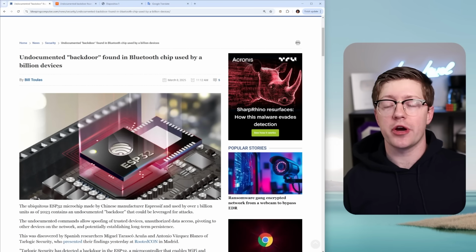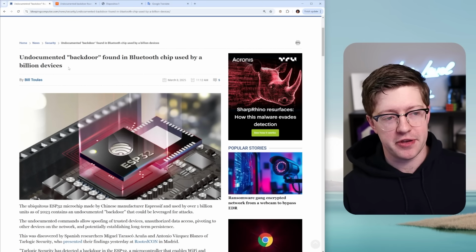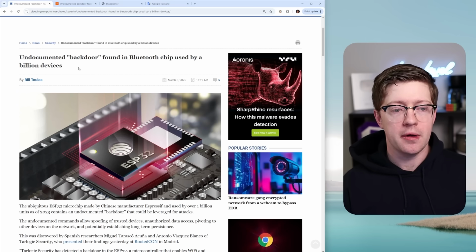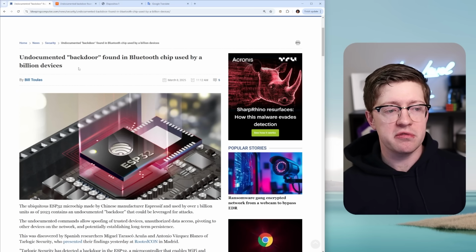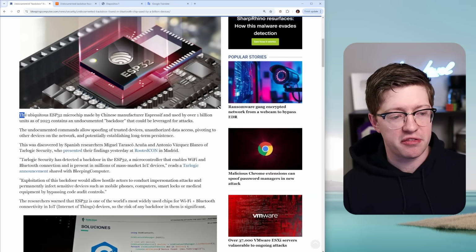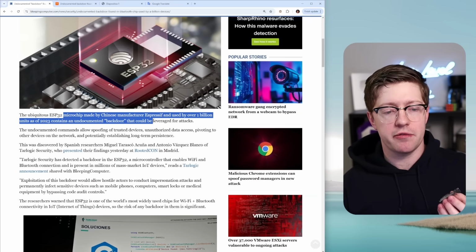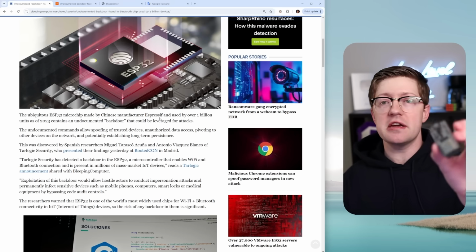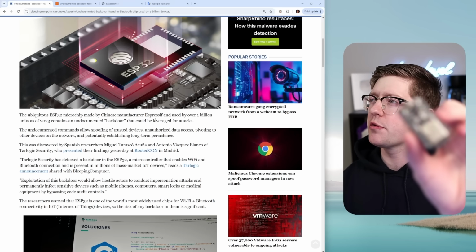Last night I was scrolling Reddit and this came across my feed. Undocumented backdoor found in Bluetooth chip used by a billion devices. The chip in question here is the ubiquitous ESP32 microchip made by Chinese manufacturer Espressif. If you don't know what the ESP32 is, let me see if I can get it into focus here.